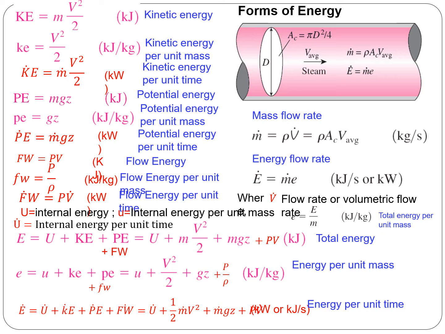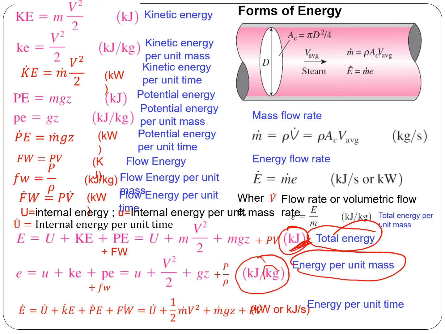And you should be able to write this equation in different forms, like in the form of total energy. If that is the case, everything has to be in kilojoule. Energy per unit mass, or in other words, specific energy, everything has to be in terms of energy per unit kg. And sometimes you may have to do it in terms of power as well, so everything has to be kilojoule per second. So you should know how to write this equation in different forms.